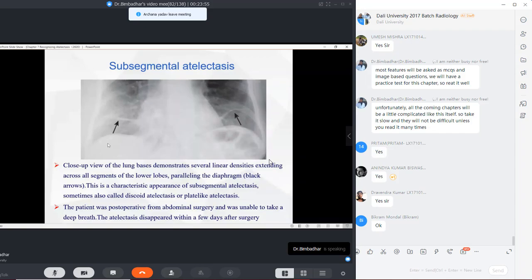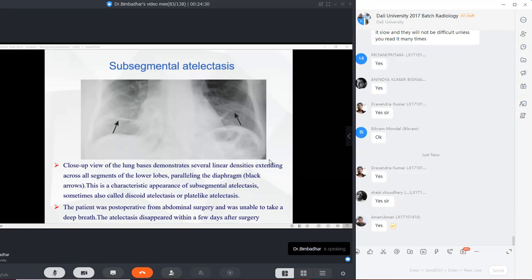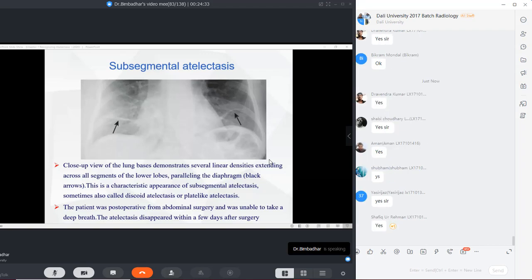So this patient had a postoperative abdominal surgery and was unable to take a deep breath. So the atelectasis disappeared within a few days after surgery. These patients are generally afraid to breathe in deeply because there is a lot of pain. So that is causing a discoid or plate-like atelectasis. Is this concept clear now? Please respond. Is this concept clear? Right. Okay, let's continue with the next one.